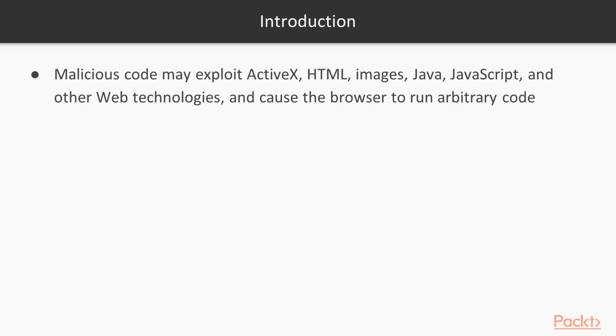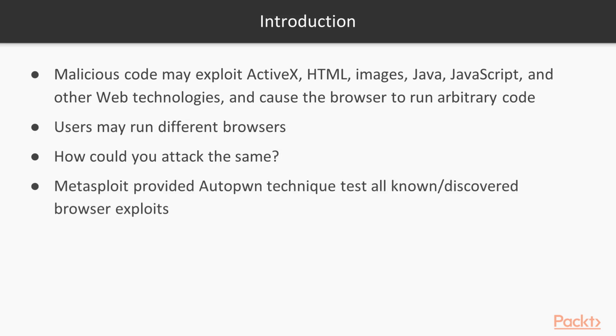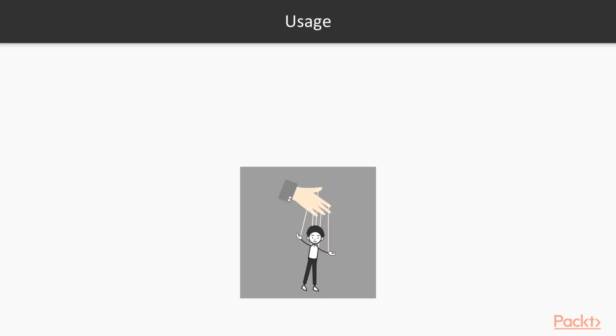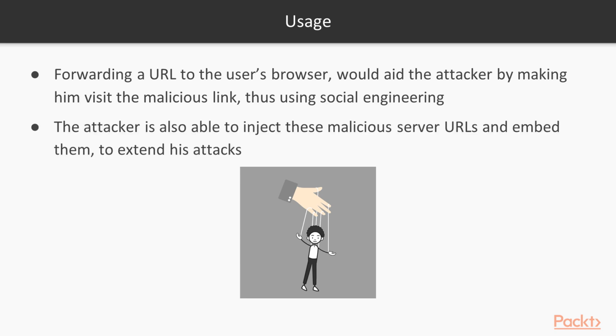But the most important question: how could you know which browser users may use? For that reason, Metasploit provides an auxiliary module to test different kinds of exploits on different types of browsers. But there is also another difficulty. How could you forward this server URL to the user side? Actually, the attacker will try to trick the user into visiting that link with social engineering techniques. Also, many attackers could inject it on online website platforms to extend the damage.